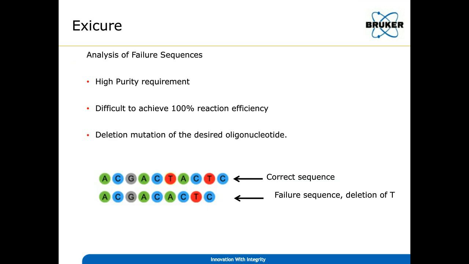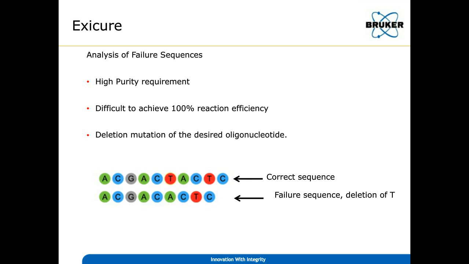Let's take a look at analysis of failure sequences. High purity is a requirement in oligonucleotides used as therapeutics, and identification of failure sequences and other impurities is critical. During oligonucleotide synthesis, even with the most efficient chemistry, it's difficult to achieve 100% reaction efficiency, thus causing some of the unreacted 5' hydroxyl groups on the resin-bound nucleotide. The resulting oligonucleotide would thus lack one base and would correspond to a deletion mutation of the desired oligonucleotide.